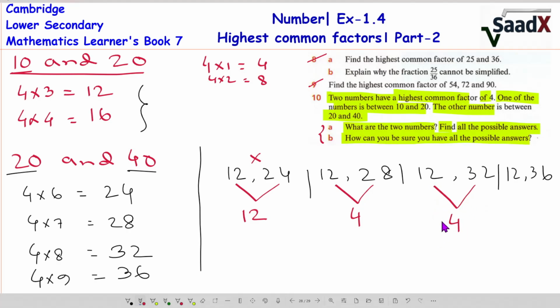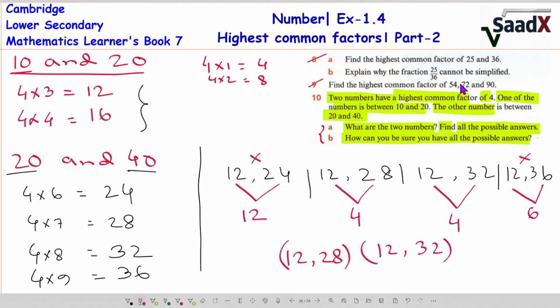12 can be divided by 4, 32 also divided by 4. So 4 times 3 is 12, 4 times 8 is 32. But there are other factors, not higher than 4. But here the highest common factor is 6. 6 times 2 is 12, 6 times 6 is 36. So we cannot take this one. So from here we take 12, 28 and 12, 32.